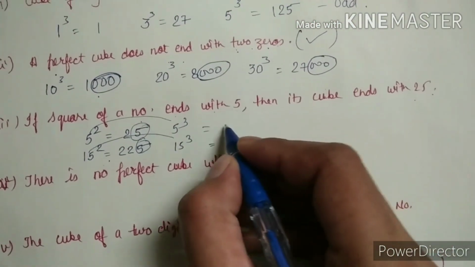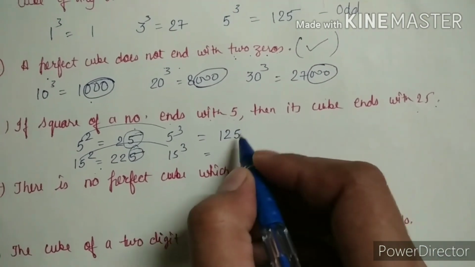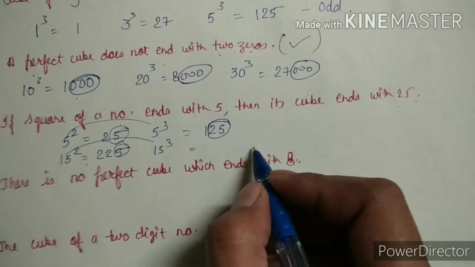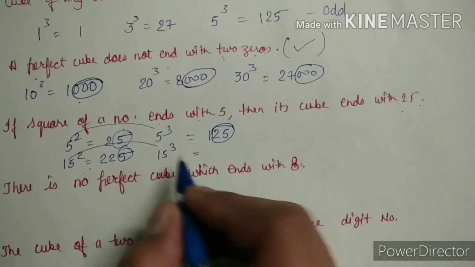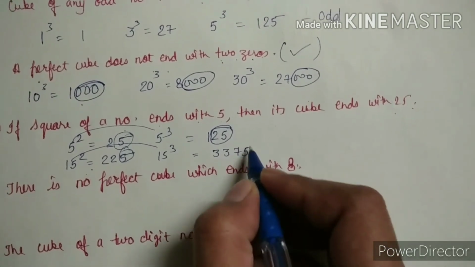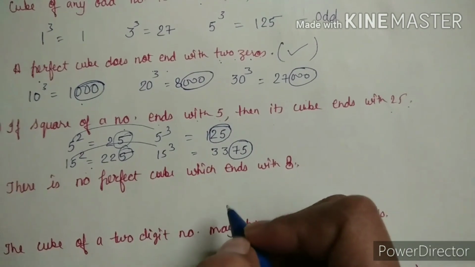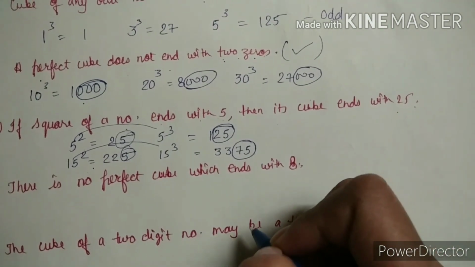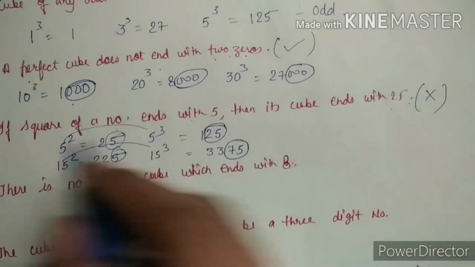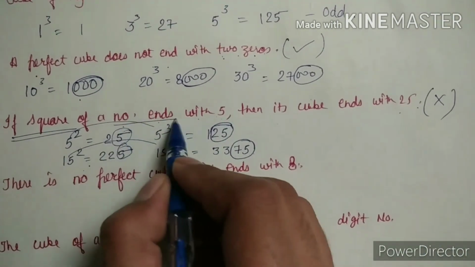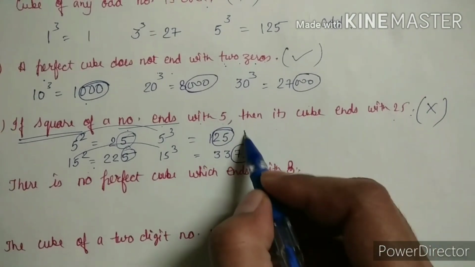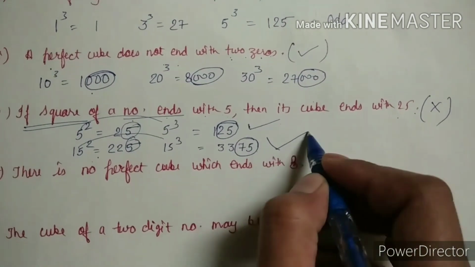So 5 cube is 125. This is ending with 25. But whether 15 cube is ending with 25 or not, we will check. 15 cube is 3375. It does not end with 25. It is ending with 75. And this means our statement is false, because the statement is telling if the square of a number. So whatever number we can take, we are not always taking the first, sometimes we can take this one.